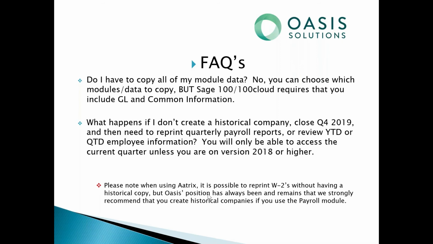This is talking about, let's say I'm looking at this last bullet point, and it says that when you're using Atrix, it is possible to reprint your W-2s without having that historical company. So let's say your last payroll is December 23rd, and you know that you're going to have all your W-2s out by the end of the year, so you don't even create that historical company. If an employee does then lose their W-2 or whatever, and you need to reprint it, you can do it with Atrix. But our position has always been, if you're on 2017 or below, you need to create that historical company.